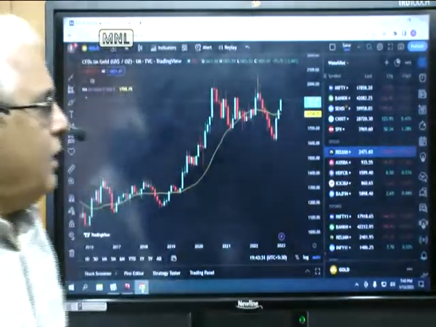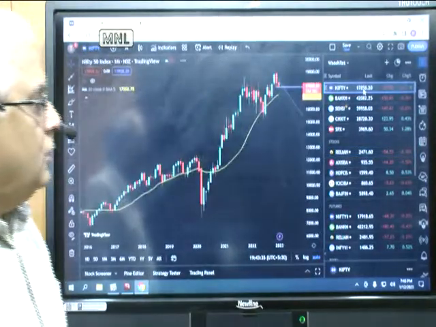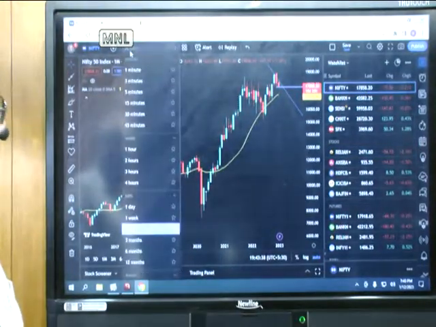So let me say I'm going back to the Nifty. I will look at the daily chart.